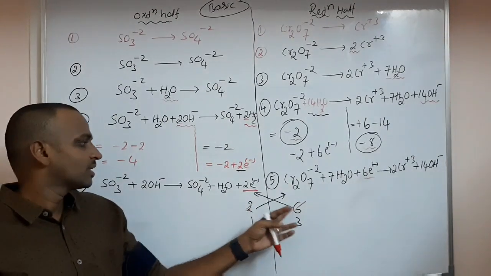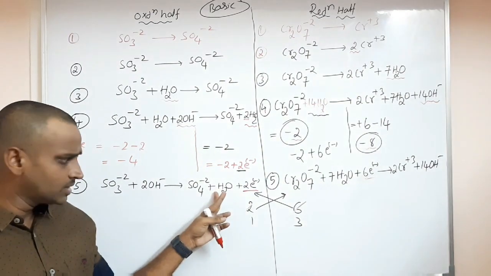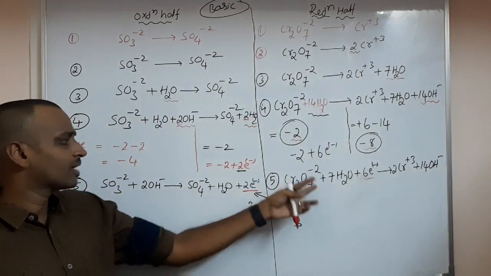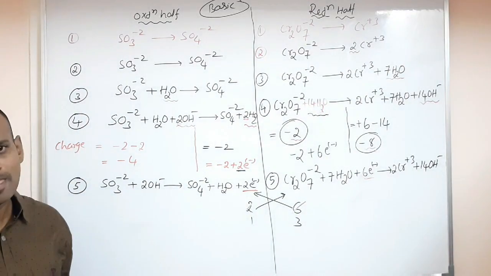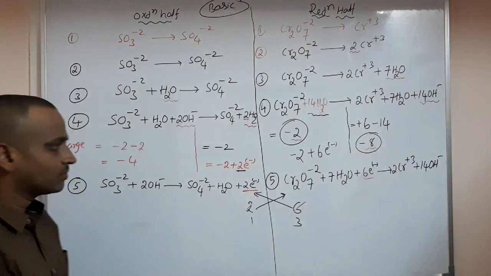Why, sir? Here you can multiply with 6 and this reaction you can multiply with 2. Got it? That we can do now, so you can add both easily.